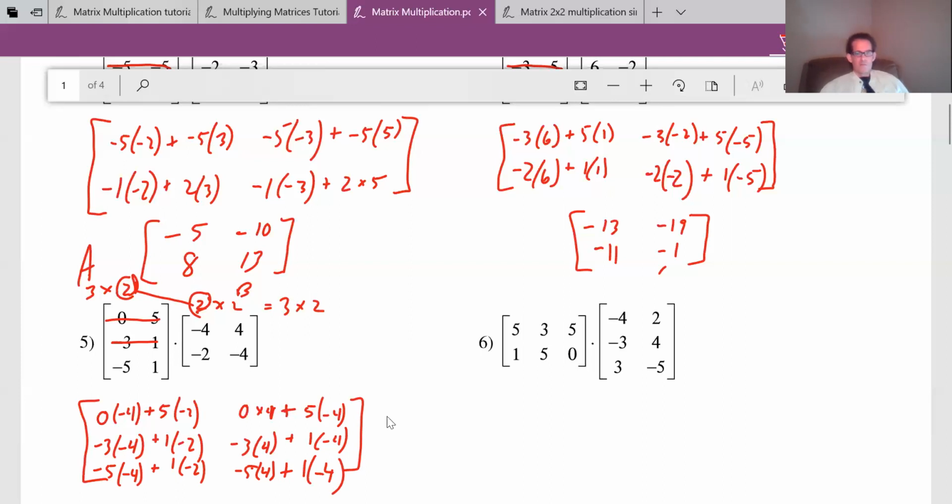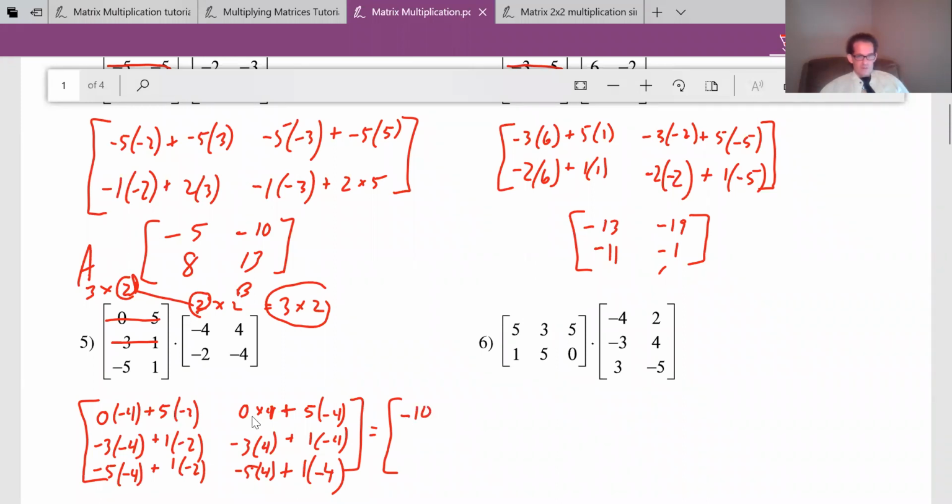Okay, so now we want to simplify this. What should it look like? It should look like a 3 by 2 matrix, I should say. All right, so let's look at that top number here. I have 0 times negative 4 is 0. I have 5 times negative 2 is negative 10. So this top number right here is negative 10.